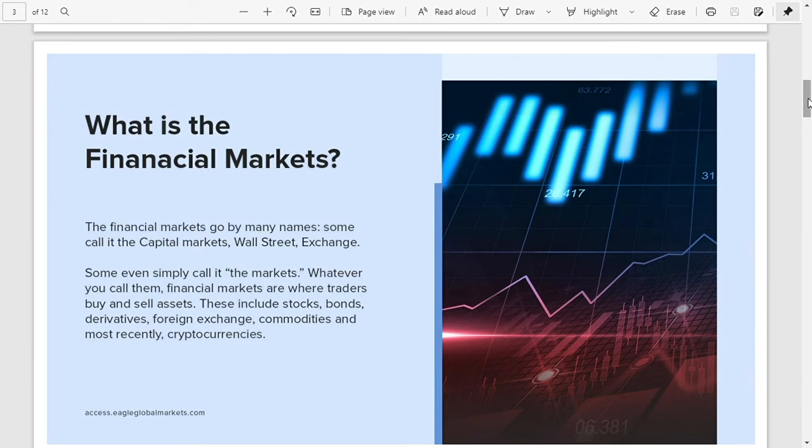What is the financial markets? The financial markets go by many names. Some call it the capital markets, Wall Street, and exchange. Some even simply call it the markets. Well, whatever you call them, the financial markets are where traders buy and sell assets. This includes stocks, bonds, derivatives, foreign exchange, commodities, and most recently, cryptos. The financial market is generally a space where buying and selling occurs. It could be physical or virtual.